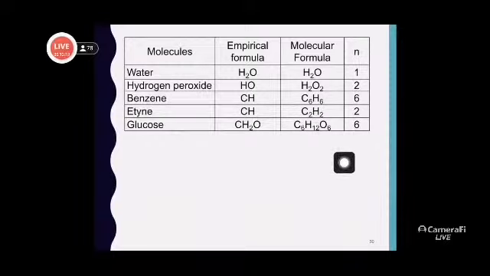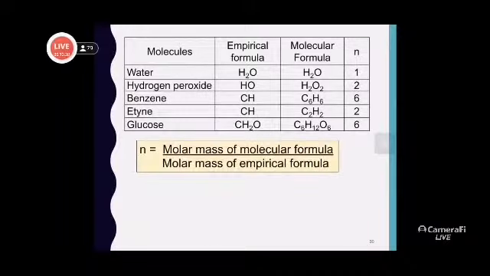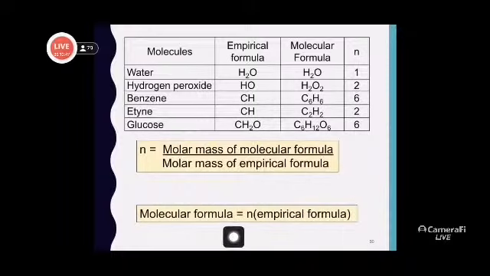So N is the integer value by which we multiply the empirical formula with to get the molecular formula. Or we can also find the molecular formula if empirical formula and the value of N is given in the question. So the formula for N is molar mass of molecular formula divide with molar mass of empirical formula. Kenapa lah formula ni? And molecular formula is N multiply with the empirical formula. Semua tahu yang ni kan. Alright, carry on. So N should be integer from 1 to 3 onwards.